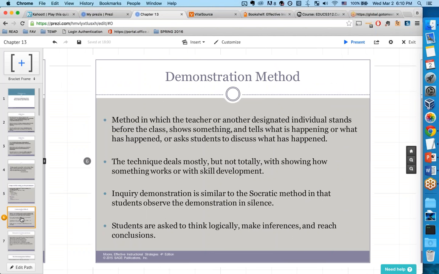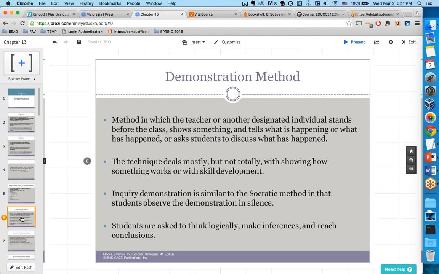So let's talk about demonstration method. In this method, pretty much an individual stands before the class in a designated area, and typically this is the teacher again, shows something and tells what is happening or what happened, and asks students to discuss what has happened. So demonstration is a commonly used method, especially in science classes, I would say, but in other areas as well. This technique basically involves showing how something works, or it's about skill development.